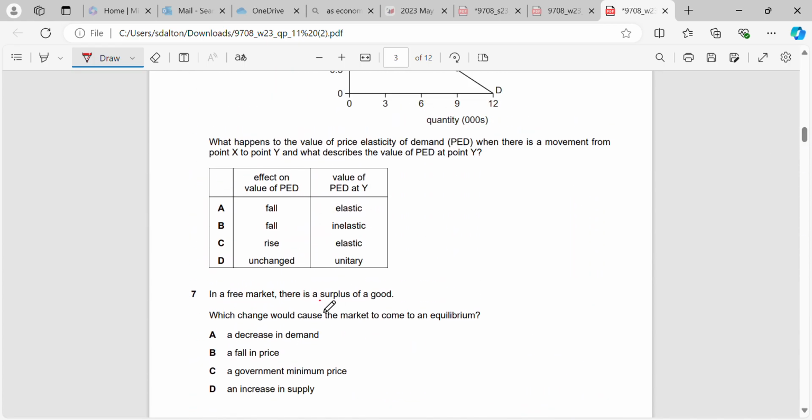Okay, in a free market there is a surplus of a good. What change would cause the market to come to an equilibrium? So again, just draw your demand and supply diagram. It's easily going to tell you, right?